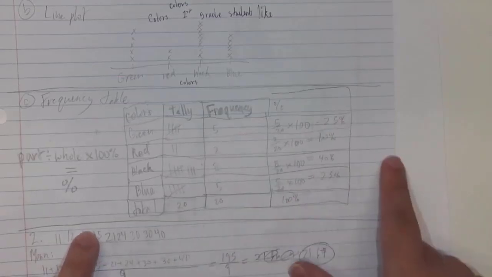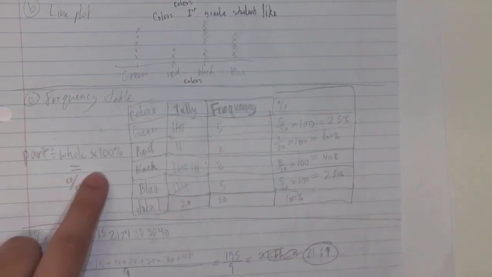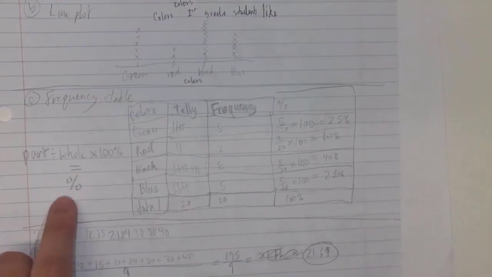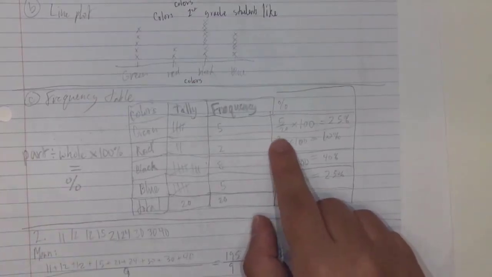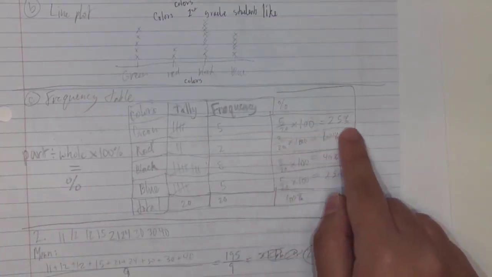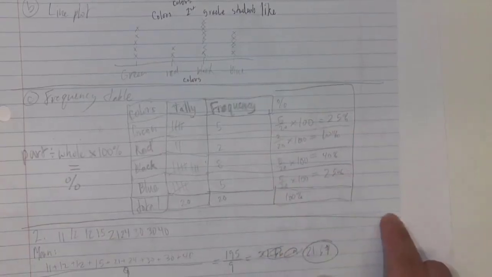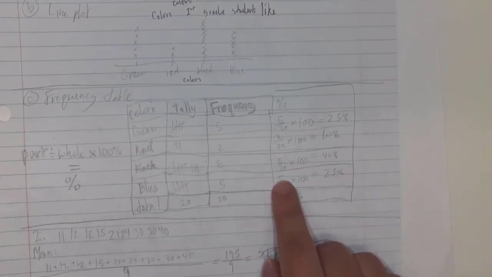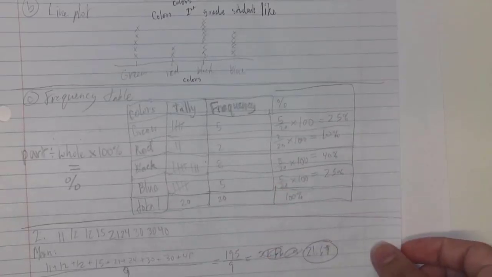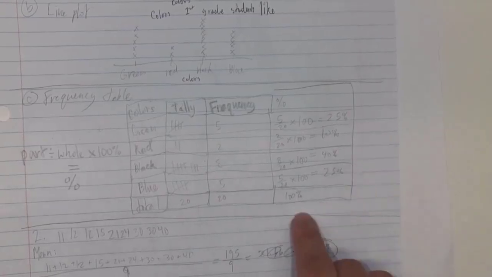And then to find the percentage, you have to do part divided by whole times 100%. So then we did 5 over 20 times 100, which equals 25%. 2 over 20 times 100, which equals 10%. 8 over 20, which equals 40%. And 5 over 20, which equals 25%. And then if you add those all together, it should equal 100%.